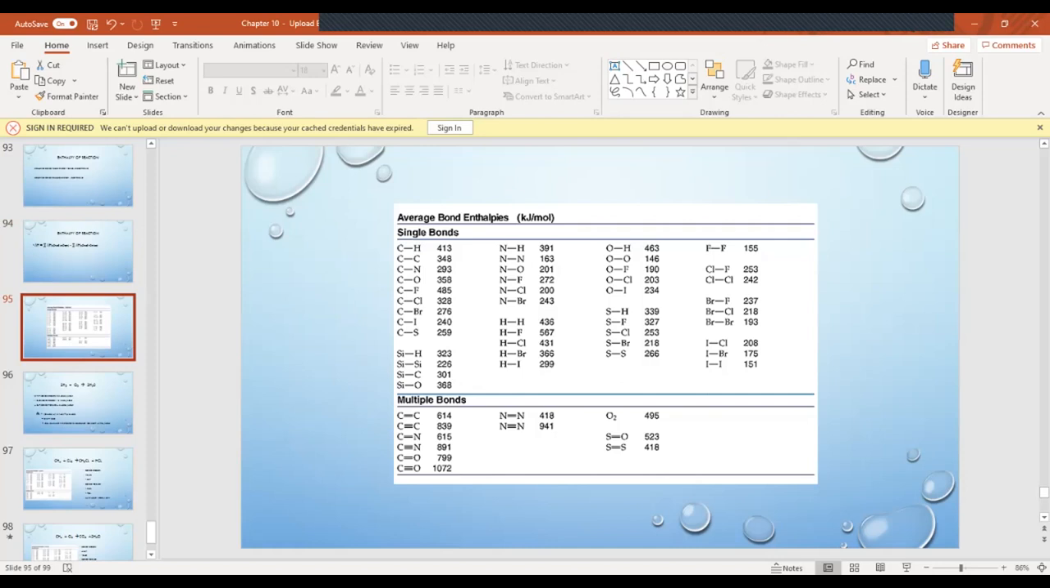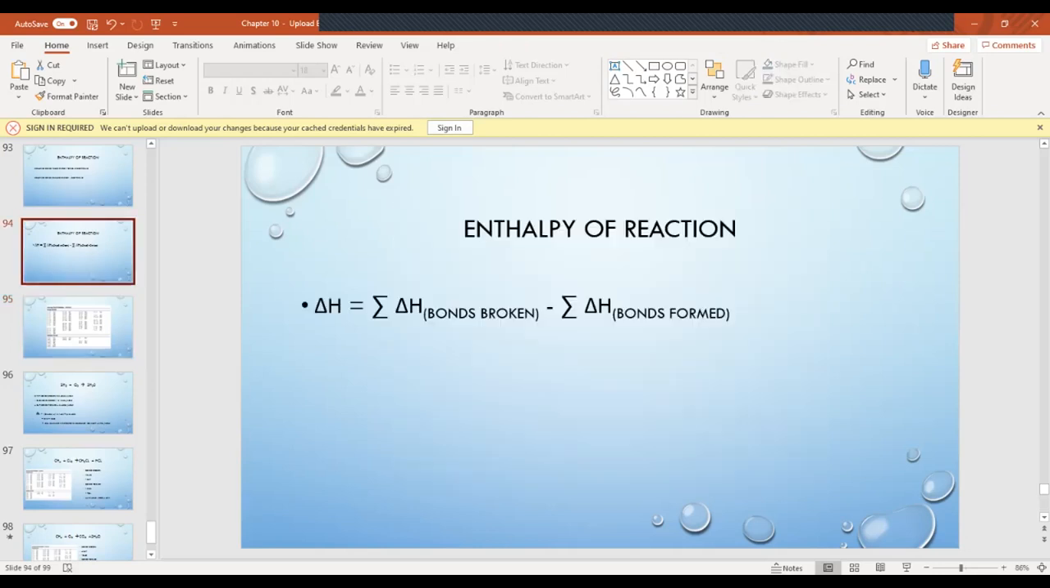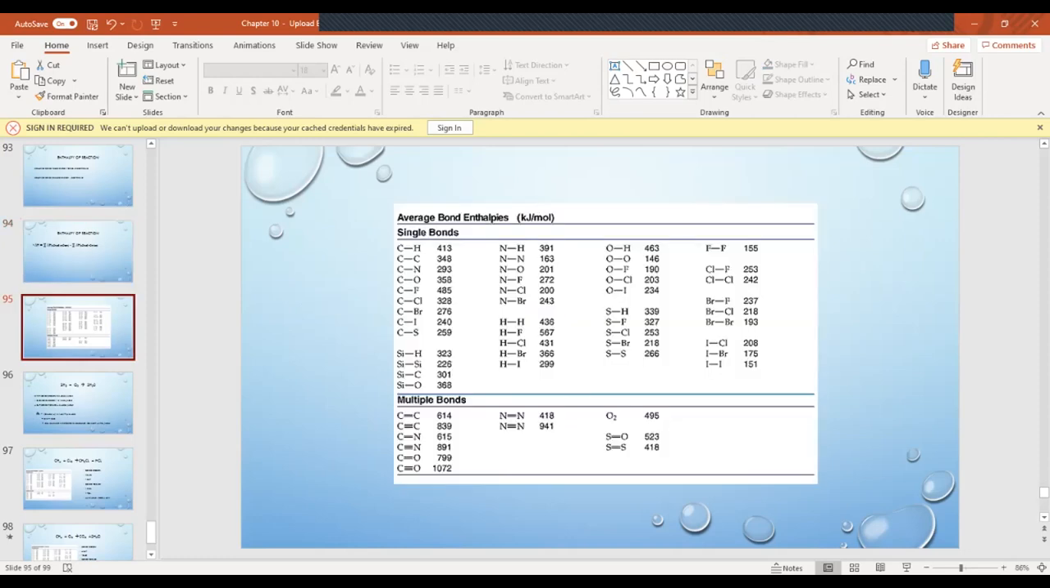You will have a chart. Understand, these are all going to be positive numbers. It's all going to be the energy required to break those bonds. But if the bonds are formed, remember, we're subtracting those. If I'm breaking an F-F bond, that's going to take me putting in 155 kilojoules per mole of energy. If I'm forming a Cl-F bond, that means I am taking away energy because I formed the bond.